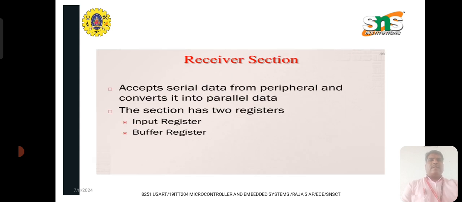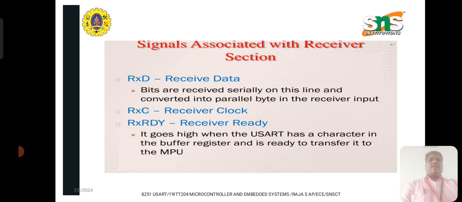Next, the receiver section accepts serial data from a peripheral and converts it into parallel data. This is the opposite of the transmitter. This section has two registers. One is the input register, the second one is the buffer register. Signals associated with the receiver section are RxD, that is, received data. Bits are received serially on this line and converted into a parallel byte in the receiver input. RxC, receiver clock. RxRDY, receiver ready. It goes high when the USART has a character in the buffer register and is ready to transfer it to the MPU.